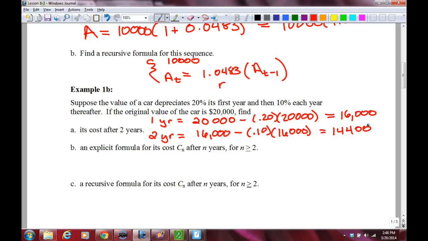Okay, so here's where it gets a little interesting. Notice that the first year it has a 20% depreciation, and then thereafter it has 10%. We can't rely on A sub 1. Well, can we just say that A sub 1 is 16,000? We want to say A sub 1 is this one because it's going to depend on this one from here on. Okay? So I'm going to write this like this. C sub n.